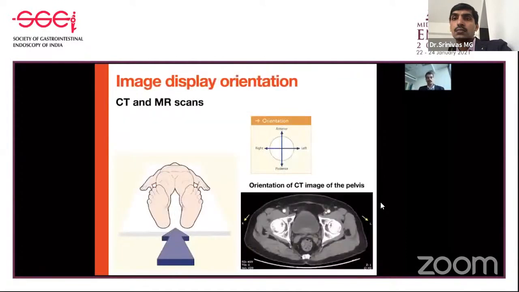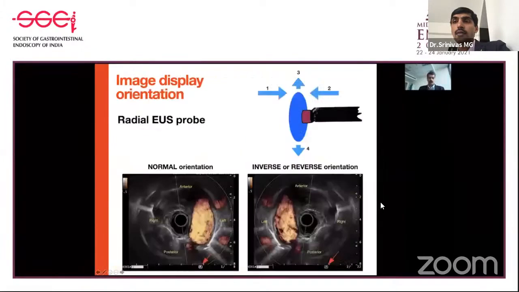Now, how do you display the images? This is how a CT scan is done conventionally, and the CT scan shows you the pelvic anatomy as if you are looking from below upwards. So the left is to the right of the screen. Look at the CT scan image of a pelvis, and the marker shows that this is the left side of the screen, this is the right side of the screen, and the spine is here, and the anterior part is this.